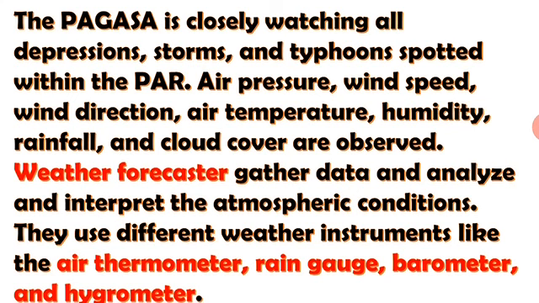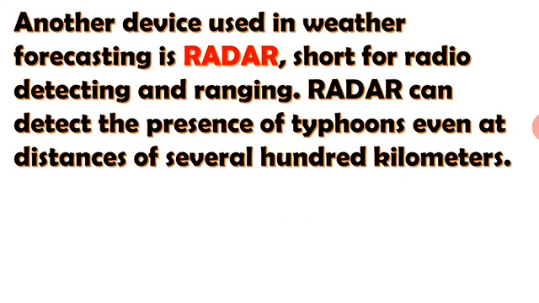So, PAGASA is closely watching all depressions, storms, and typhoons spotted within the Philippine area of responsibility. Air pressure, wind speed, wind direction, air temperature, humidity, rainfall, and cloud cover are observed, and they use different weather instruments like the thermometer, rain gauge, barometer, and hygrometer. The other one is radar, or radio detection and ranging. Radar can detect the presence of a typhoon even at a distance of several hundred kilometers.